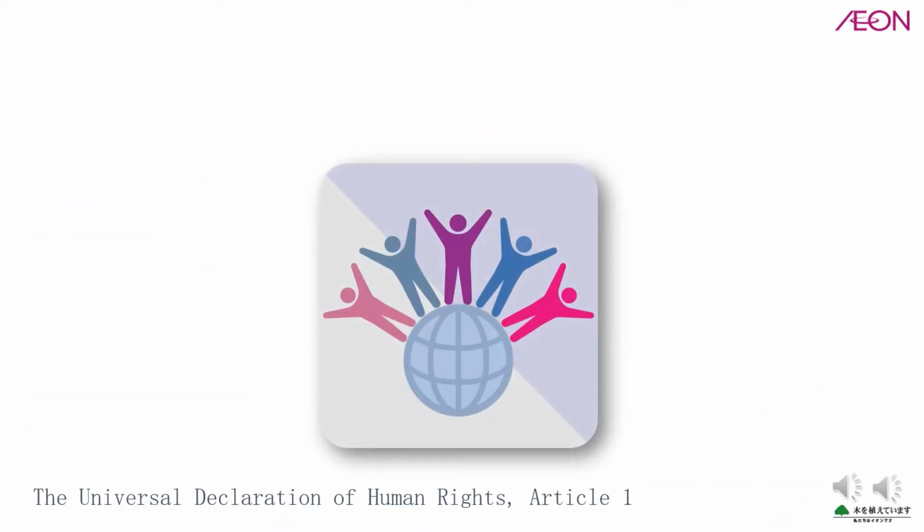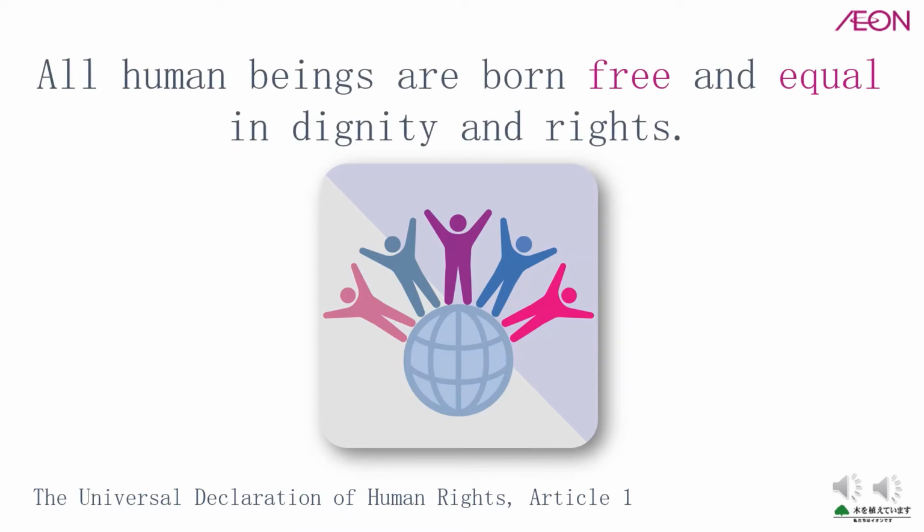For example, Article 1 states that we are all born free. We all have our own thoughts and ideas. We should all be treated in the same way. All human beings are born free and equal in dignity and rights. They are endowed with reason and conscience and should act towards each other in a spirit of brotherhood.